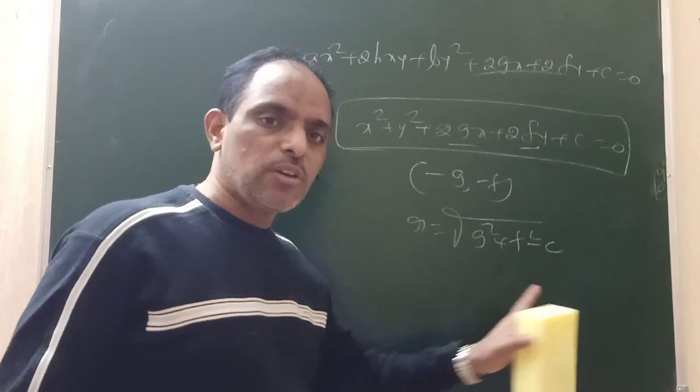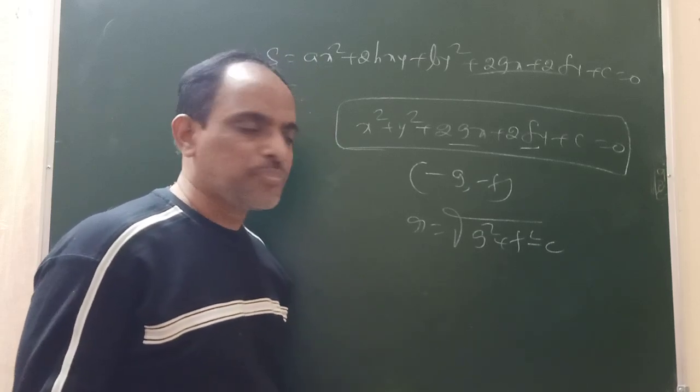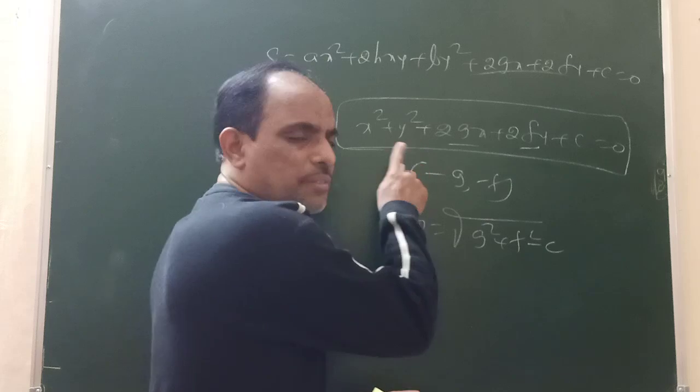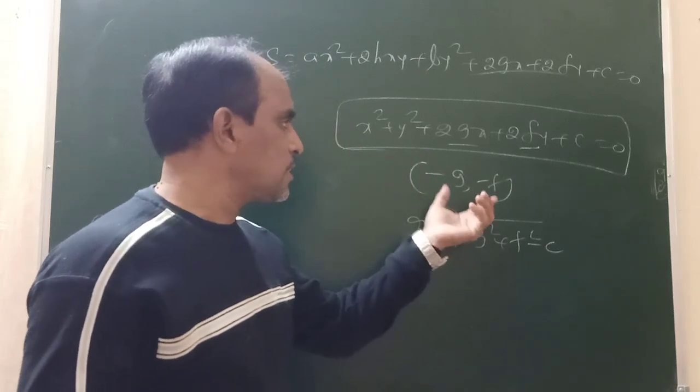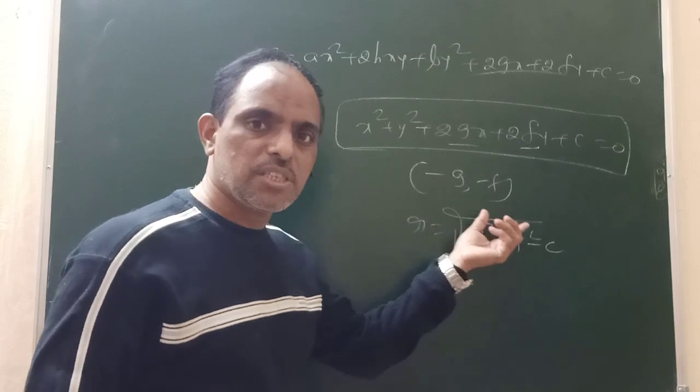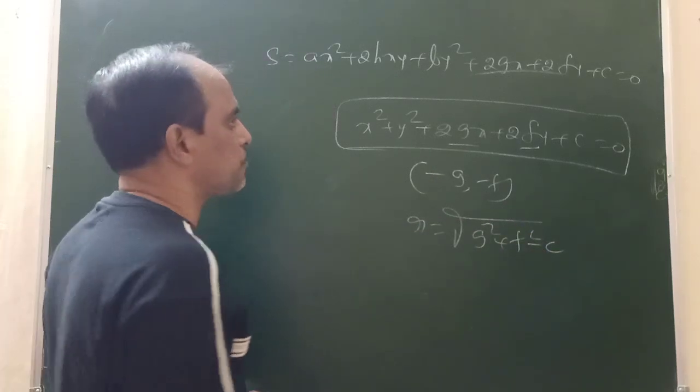This value under the root should always be positive, then only it is a real circle. If not, it is an imaginary circle. Now this is very important. This is the general form or standard form of a circle. For this type of circle, the center is minus g comma minus f, and the radius is root of g square plus f square minus c.